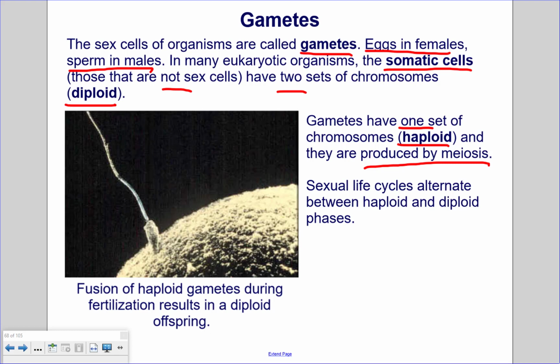So the two cells that were required to make you who you are were a sperm and an egg. Those were haploids, but then after they combined, you are a diploid. Fusion of haploid gametes during fertilization produces a diploid organism. So haploids fusing together, fertilized, makes a diploid organism.